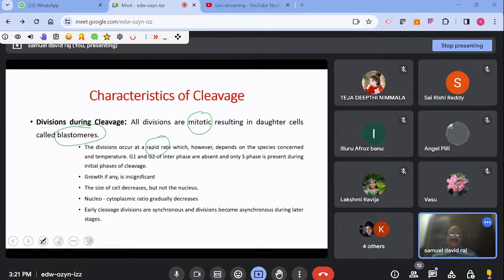Rapid in the sense that interphase is not absent. Interphase is present, but only G1 and G2 are absent. S phase is always present because this zygote has 46 chromosomes.